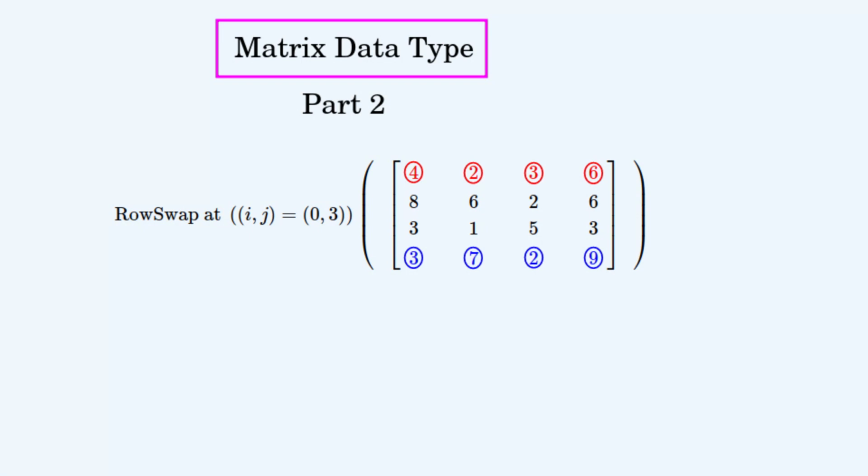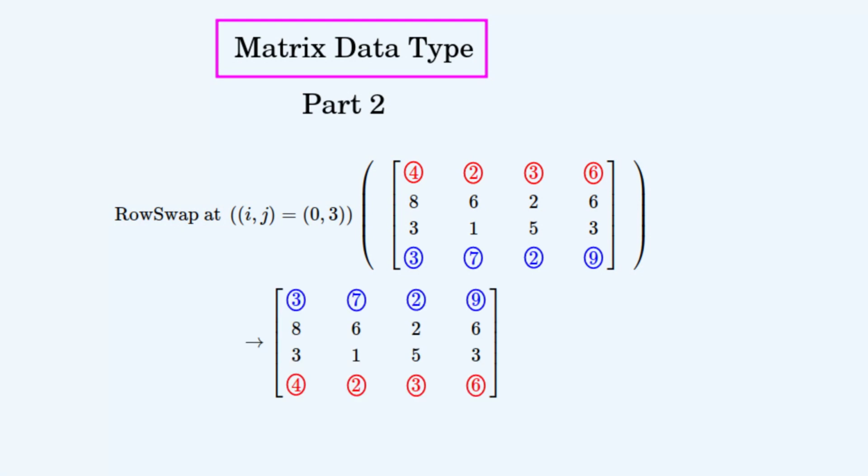So we might find a row with a 0 in the location that we want to change into a 1, and 0 has no inverse, so we'll have to do a row swap. Here's an example of a row swap between these two rows. And you can see how the numbers have been swapped in these rows.